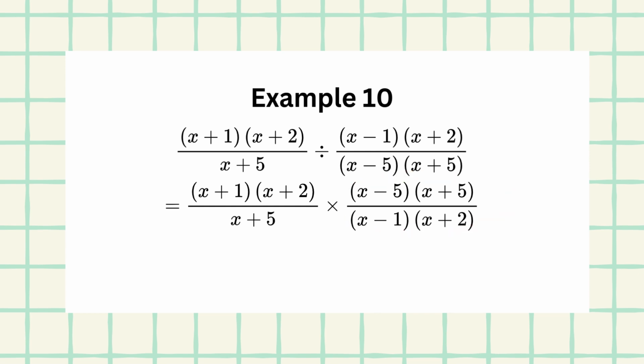So working with it here, we can cancel x plus 2 and x plus 5. So what do we have left? We've got x plus 1 and x minus 5 as the numerator, and x minus 1 in the denominator. I hope you now understand how to work out these questions and can do similar questions on your own.